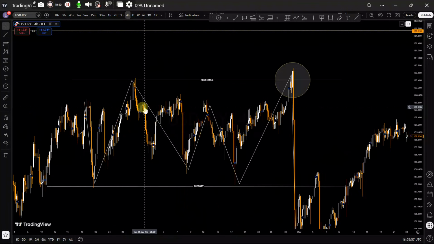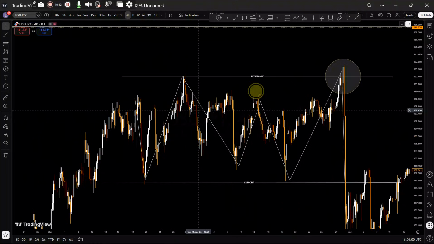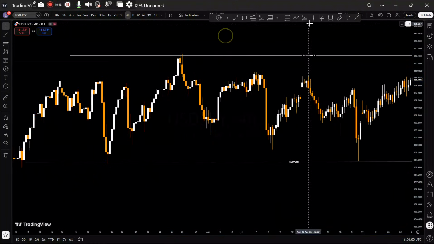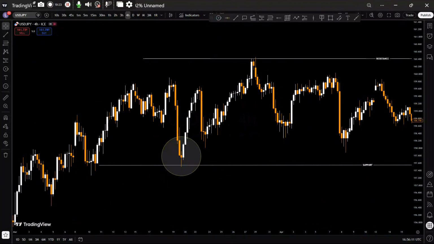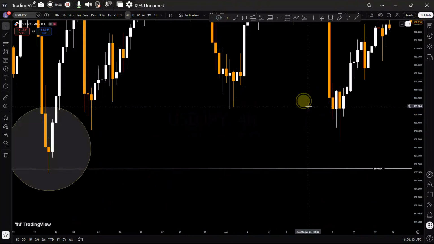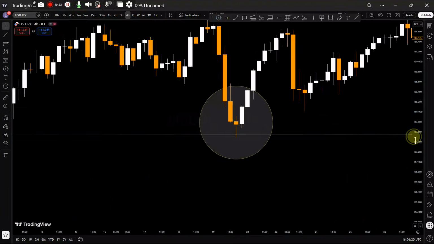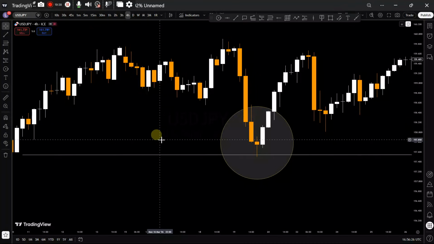You can look out for a pin bar. We have the pin bar here. This is a pin bar here. This is a pin bar. You can call it a shooting star, but it's also a pin bar. It doesn't have to be accurate most of the time.